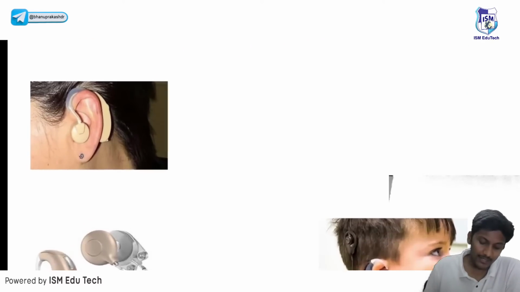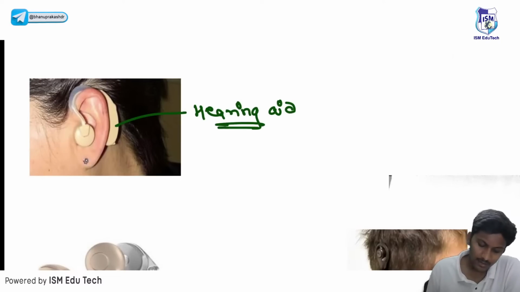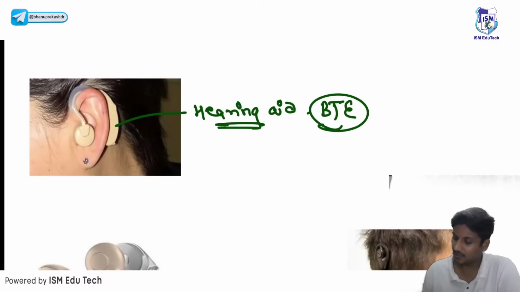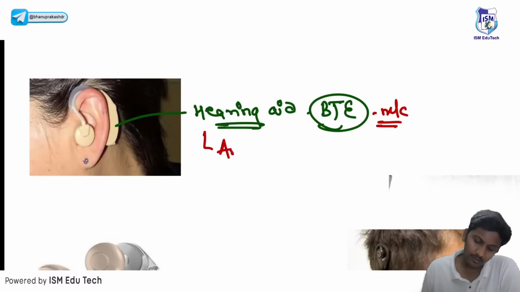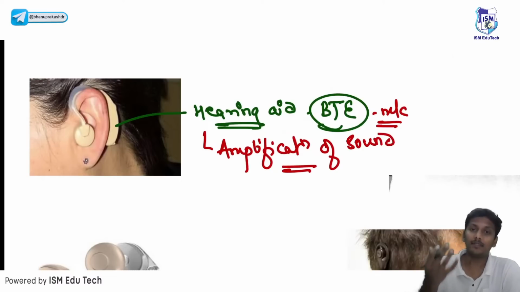Okay? Next is this. What is this? This is a normal hearing aid. And what is the function of a hearing aid? This is a classical hearing aid, and this is the most commonly used hearing aid. It is also called the behind the ear hearing aid. The function of a hearing aid is nothing but amplification of the sound. Please remember, it will just amplify or increase the intensity of the sound.